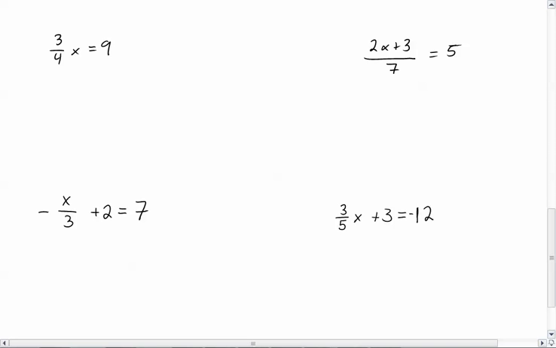Now remember, as we're going through, one of the main things is that we are working through PEMDAS, but not forwards. Because we're trying to get back to what we started with, we're actually working through PEMDAS backwards. Okay? So that's what we're going to do.